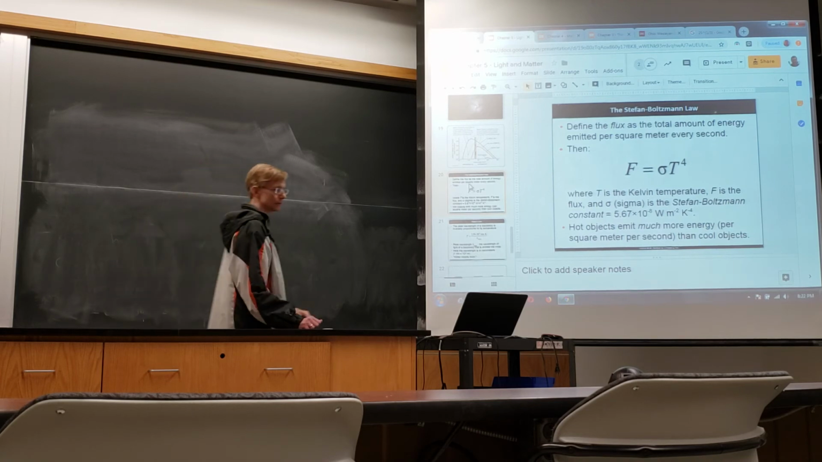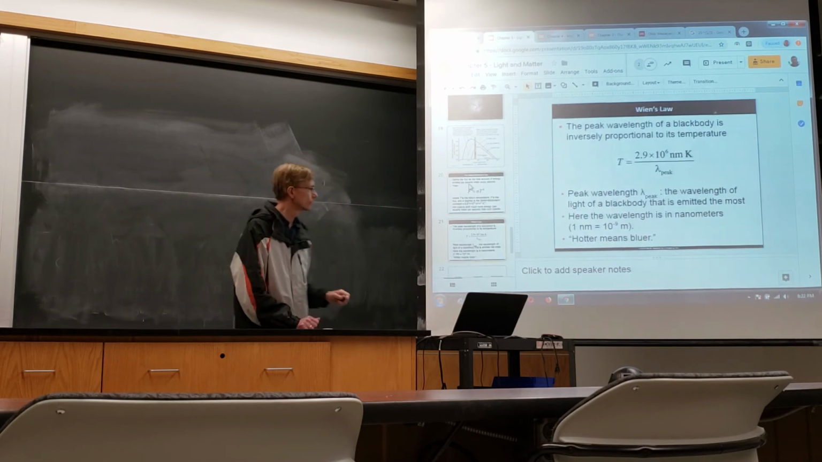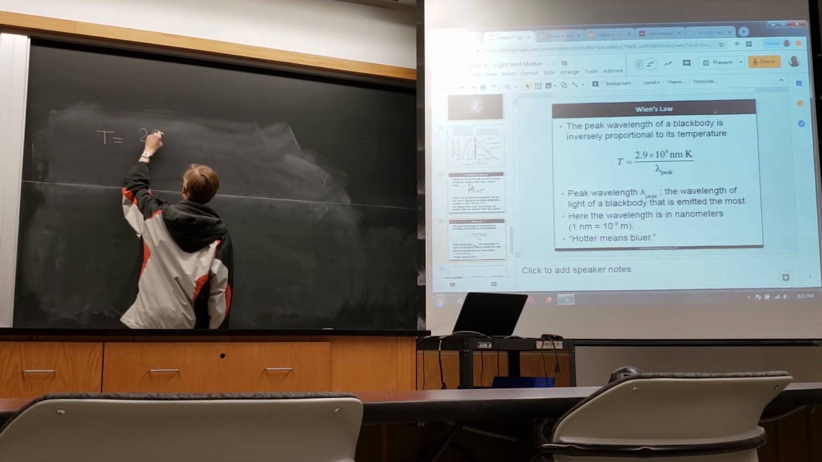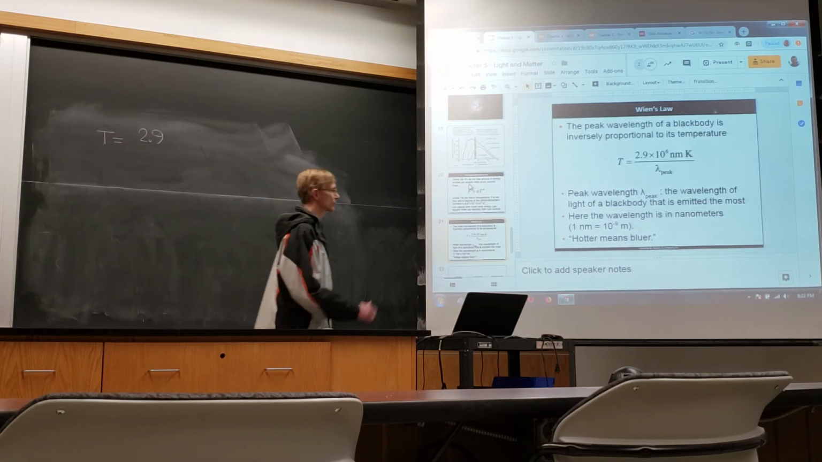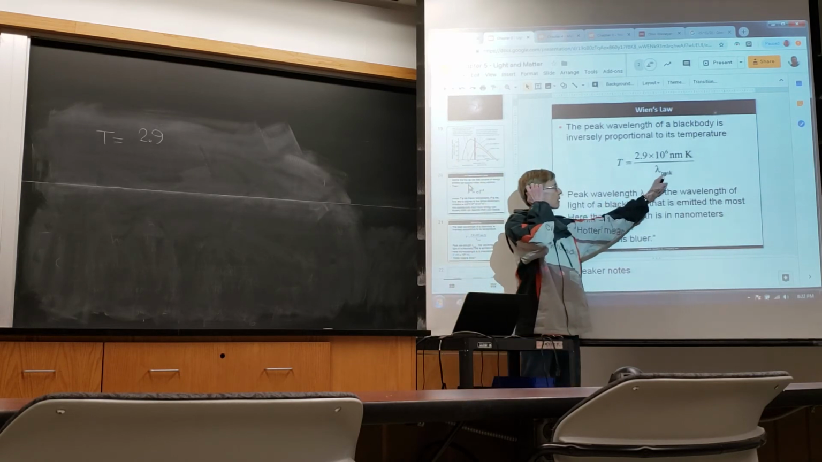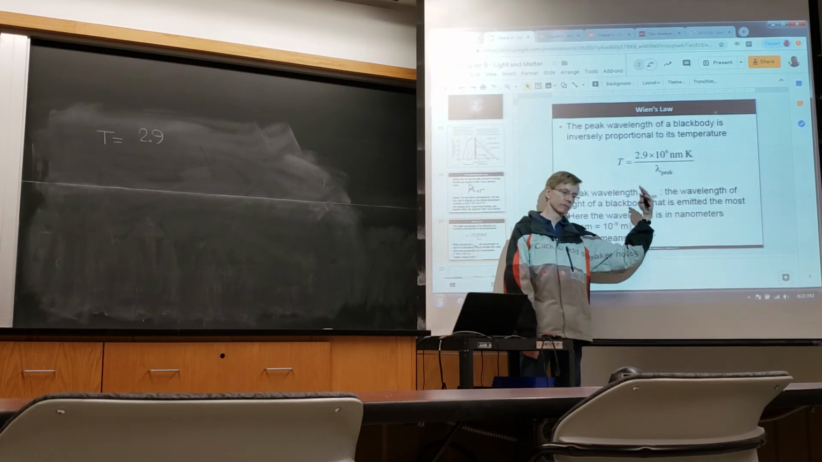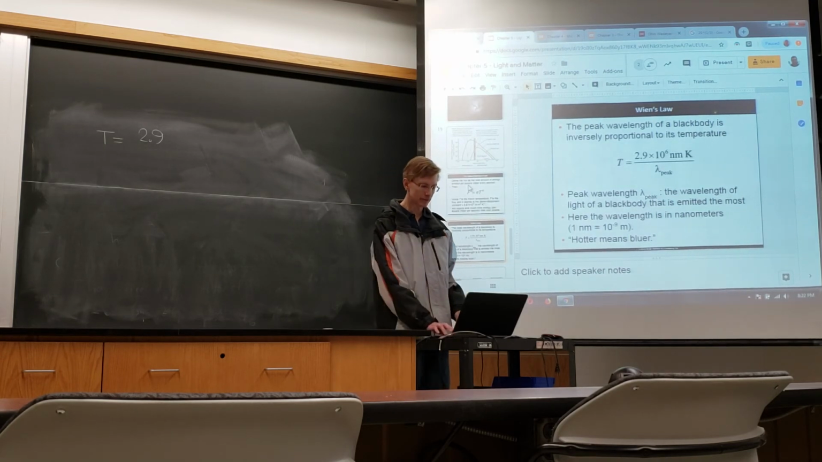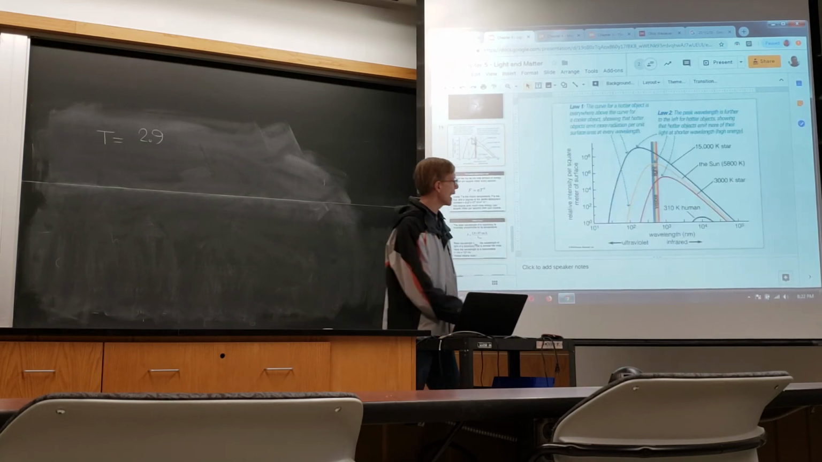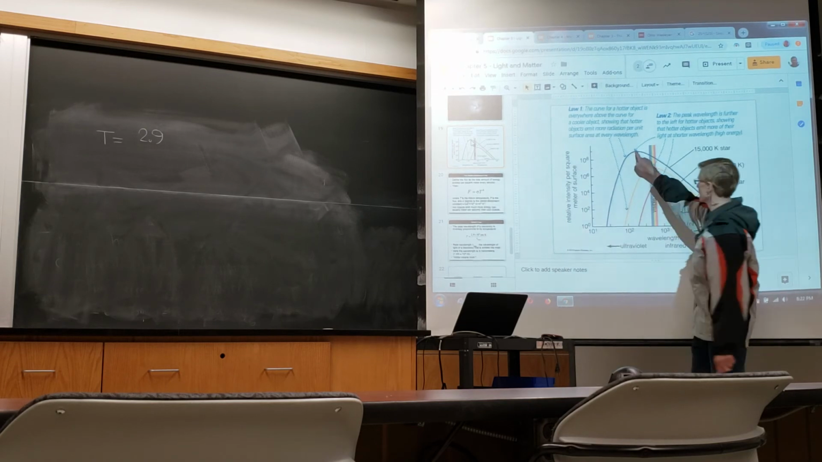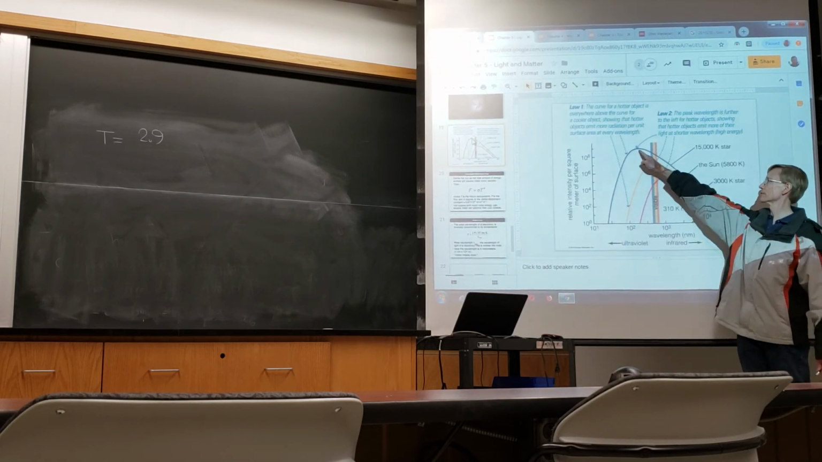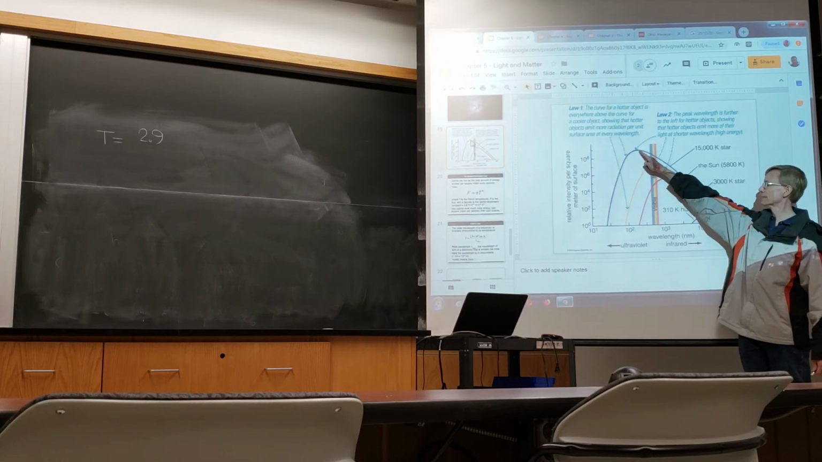So Wien's law says that the temperature of a black body is related to where the peak wavelength is, or the lambda max. We use both lambda max and lambda peak to mean the same thing, namely, at what wavelength is the curve that shows brightness versus wavelength tallest? Where is it emitting the most radiation?